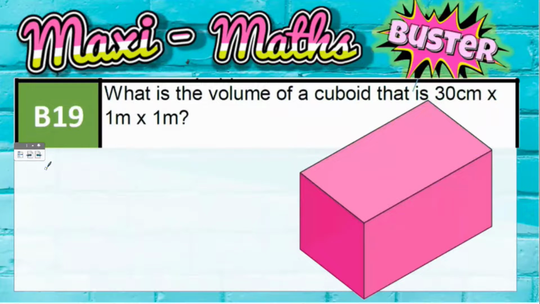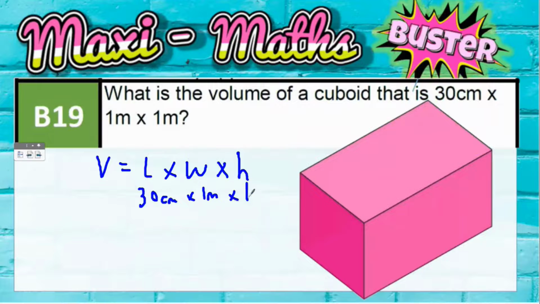Question 19. What is the volume of a cuboid that is 30 centimeters by 1 meter by 1 meter? Now, what you've got to remember here is that volume of any cuboid is length times width times height. It doesn't matter which order you do those in, so we haven't got to worry about assigning a particular number to the length. It could be any one of the three measurements. So let's just go 30 centimeters by 1 meter by 1 meter.